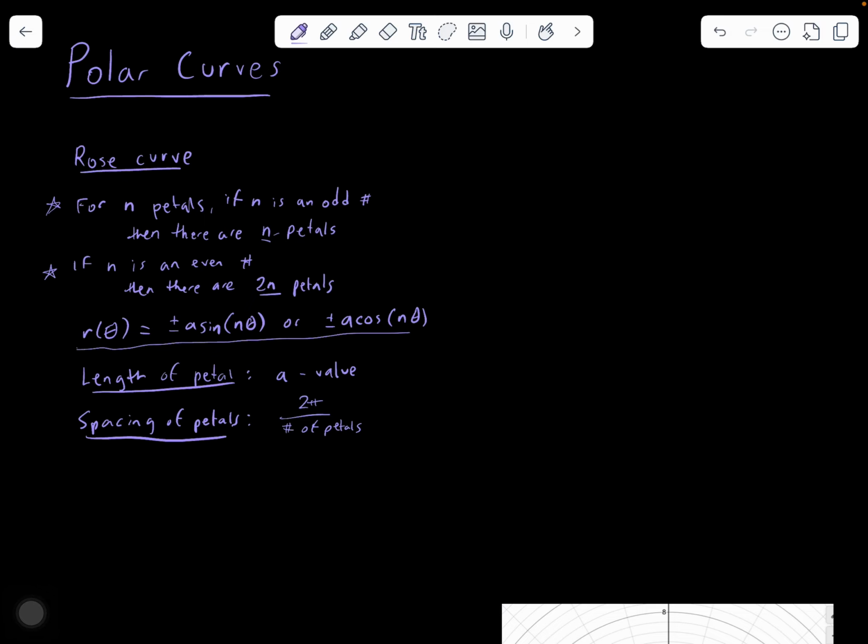The second step is finding the length of the petal, which is just going to be our a value, whether it's positive or negative. And next, third one is the spacing of the petals. And that is just going to be using the simple formula 2 pi over the total number of petals.